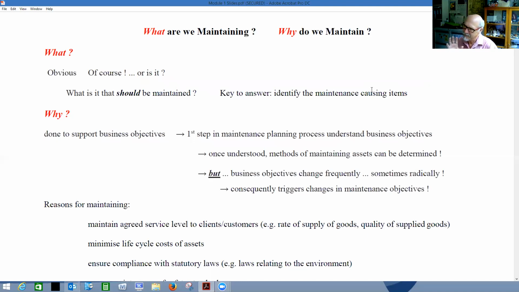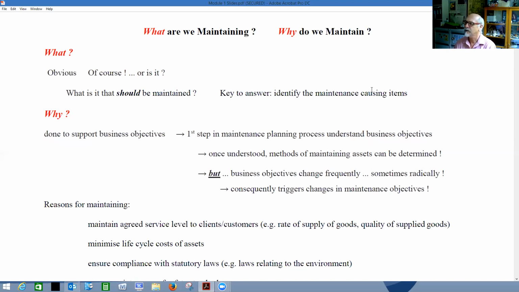So the key question to answer, I guess, is what should it be that's being maintained? And that's a pretty big decision to make in lots of ways. So the key to the answer is that you identify the maintenance causing items in your particular organization, company, unit, whatever the case may be.